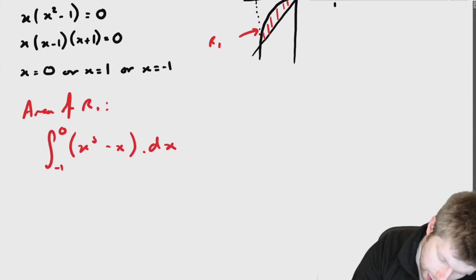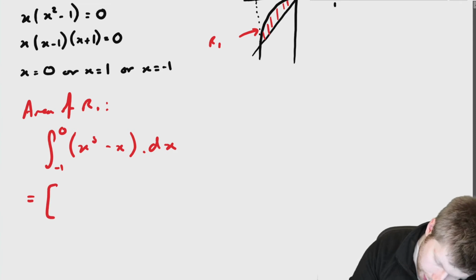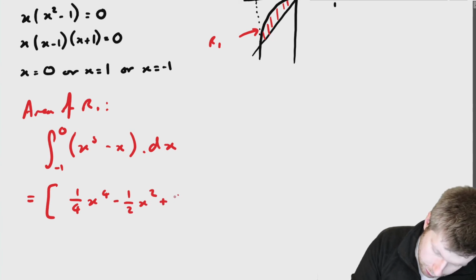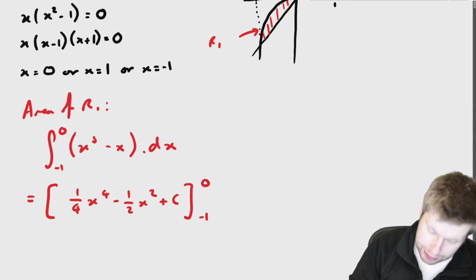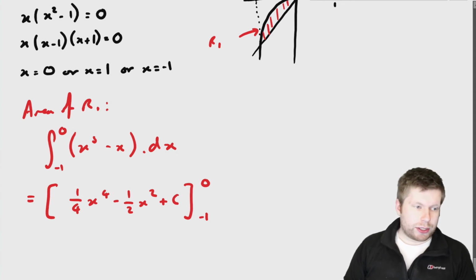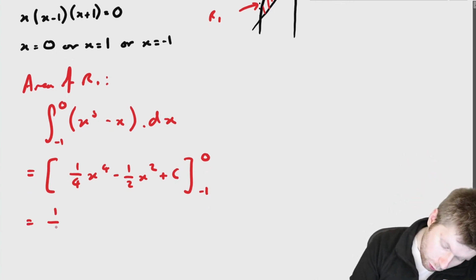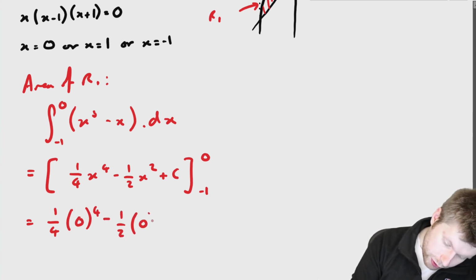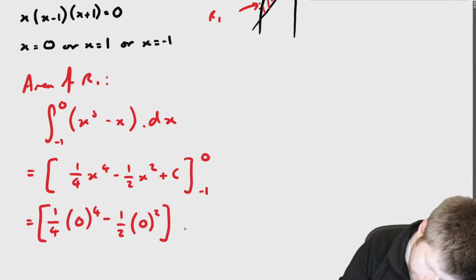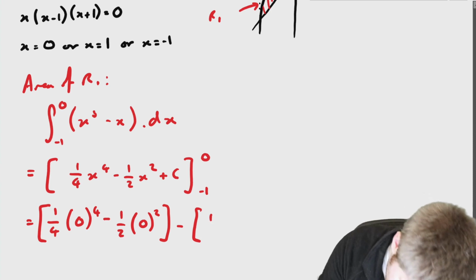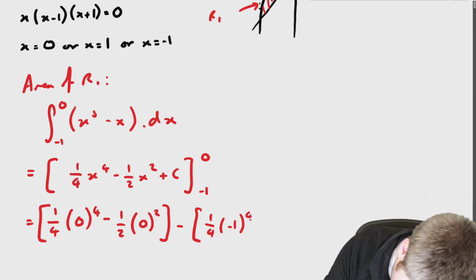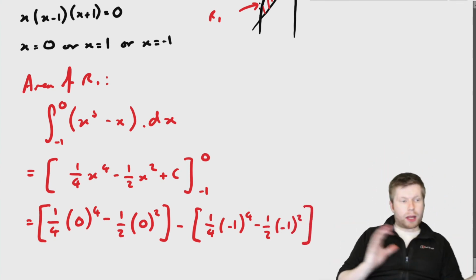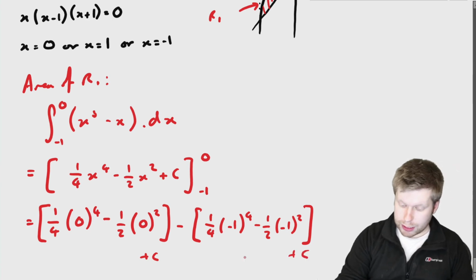If I integrate this, I get 1 over 4 times x to the power 4 minus 1 over 2 times x to the power of 2, plus my constant of integration just for good practice, even though I don't need it because it's a definite integral with limits between negative 1 and 0. First I stick in 0: a quarter of 0 to the power of 4 minus a half of 0 to the power of 2. Now I stick in negative 1 and subtract it: a quarter of negative 1 to the power of 4 minus a half times negative 1 to the power of 2. Notice I'm not writing the plus c, because it cancels with the plus c here since I'm taking away.